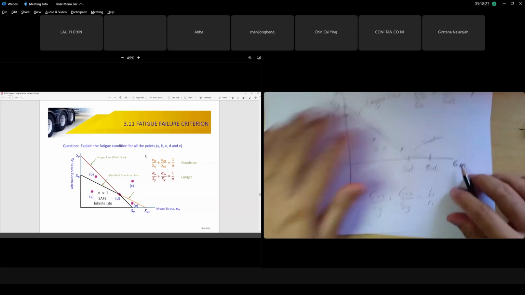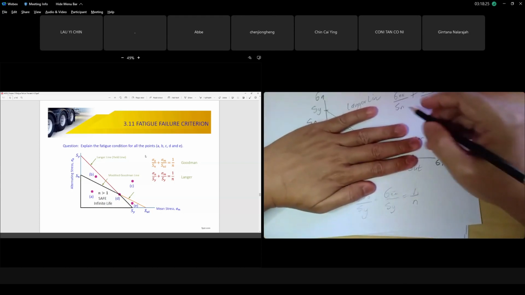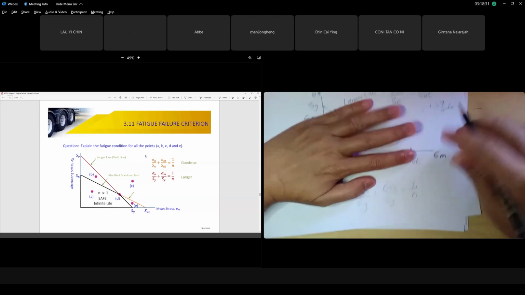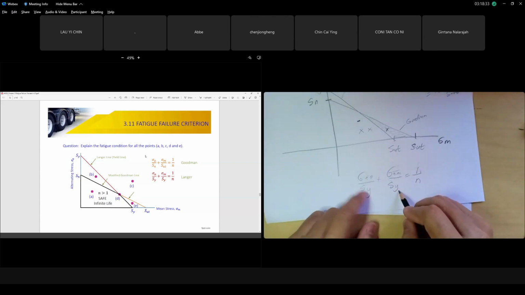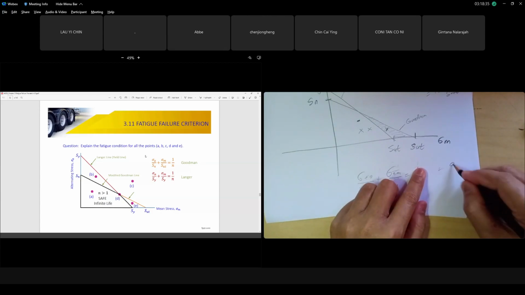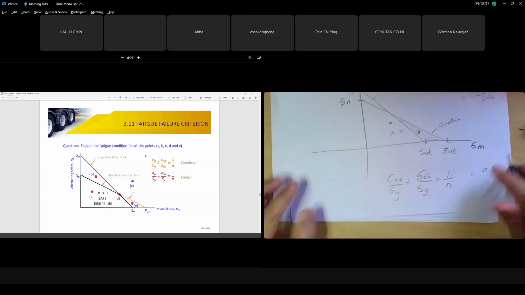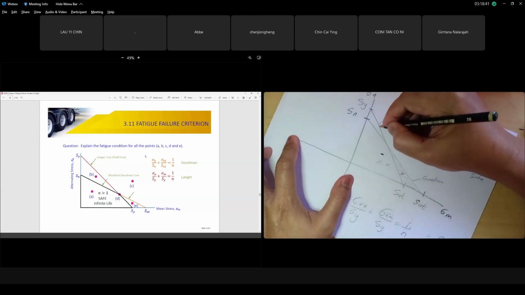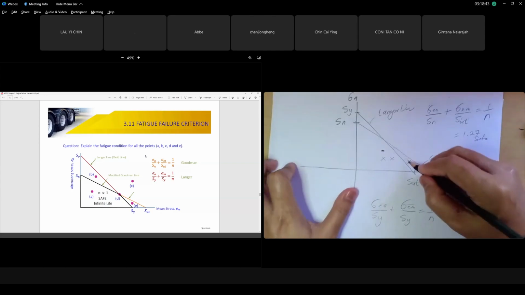But if you don't use the graph, if you calculate this you get 1.2 something, 1.27. Safe. But when you put in the SY value, you get 0.9 something. Fail. Why? Because it has gone over the yielding line. That's what we call the yielding line. It has gone over. So be careful.